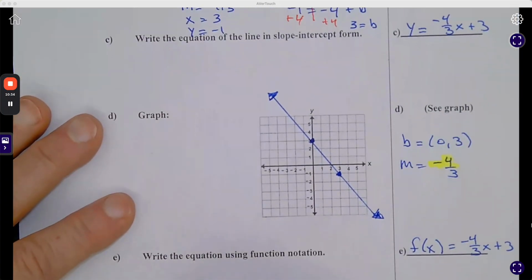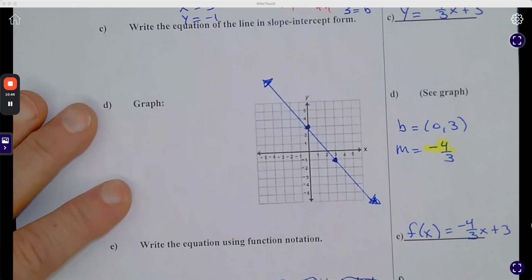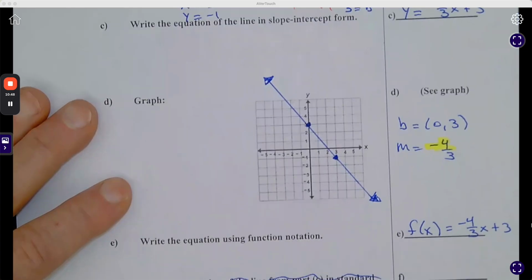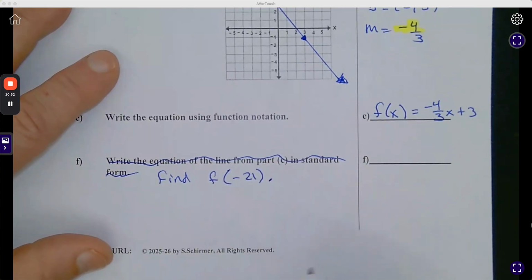I'm going to change this, and it will be on the handout as well. Let's find f of negative 21. Ooh, that's a big one. I think you can do it, though. Okay? So I'm going to change this problem on there. We're going to find f of negative 21.